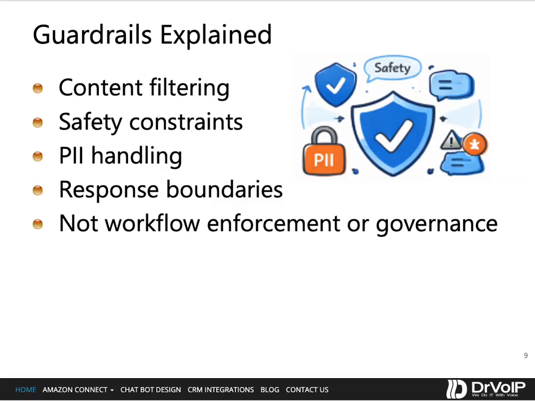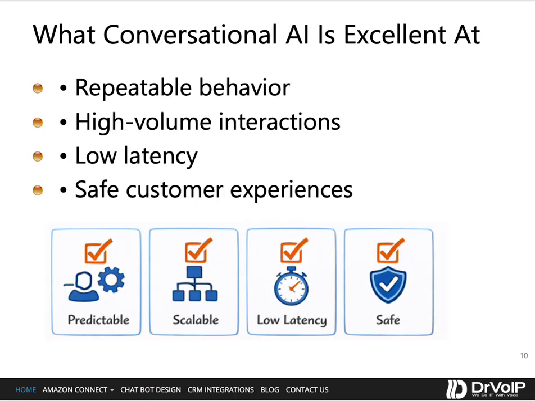So a caller comes in and maybe you've got a conversational AI bot who's going to connect with a knowledge base that has your company data, and you don't want your company data to expose certain kinds of information because it's protected. Guardrails are going to help you enforce that. What is conversational AI excellent at? It's repeatable behavior for high volume interactions with low latency, and it provides a very safe customer experience, and it's repeatable. Every customer that calls into the contact center is going to have the same experience.